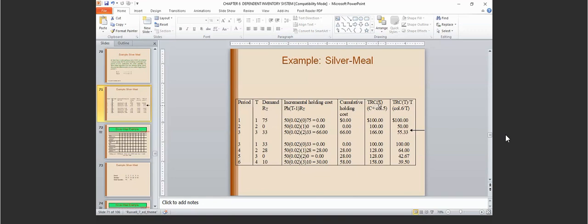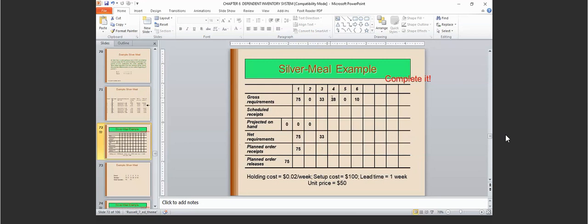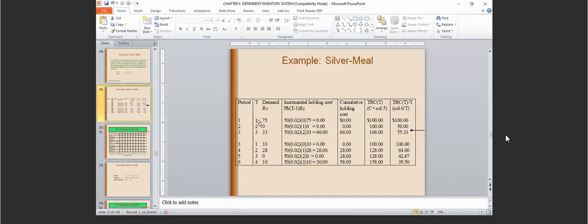And the total relevant cost over the T period is 100. The average total relevant cost over the T period is 100 divided by 1, since the T value here is 1. So we also have 100. Next we analyze by including period 4 here. For period 4, we have a gross requirement of 28 units. So T will be equal to 2, and the demand RT here is 28.